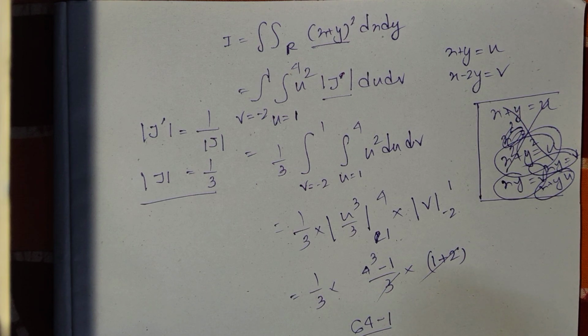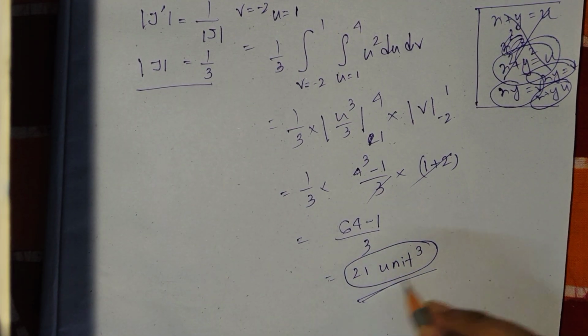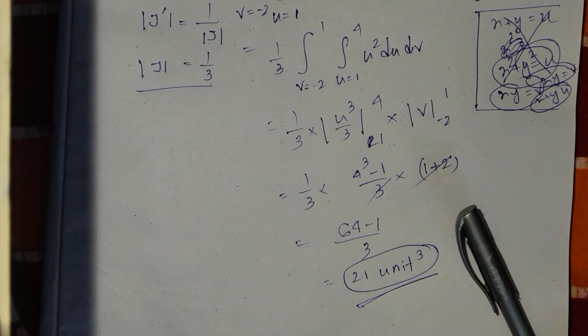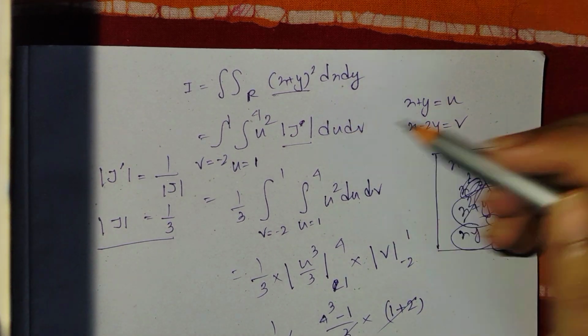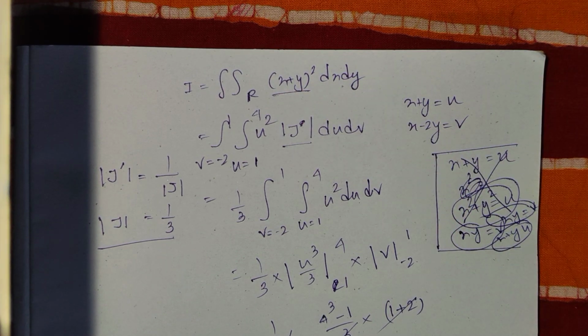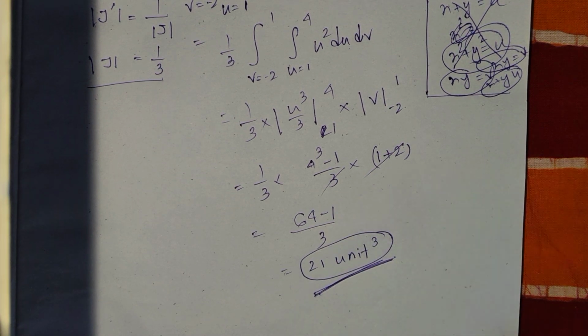Again there will be a unit cube, I mean unit and unit cube, sorry. Why? Because again it's a volume integral, because there is an extra function. So this is a volume integral, that's why we have to use unit cube if we are putting the units.